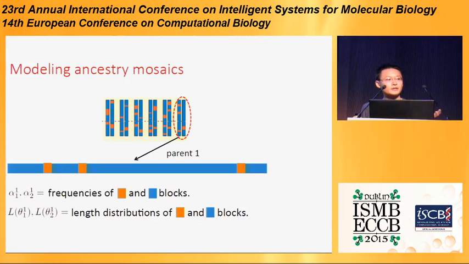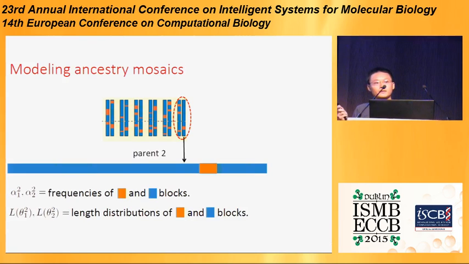There are basically two sets of statistics that are very crucial here that summarize this mosaic pattern. The first set of statistics corresponds to the frequencies of these different mosaic blocks, right? How often do they occur? The second set of statistics corresponds to the length distributions of these different ancestry blocks, corresponding to how long these blocks are, right? So the frequencies and the lengths basically capture very important information about the many generations of admixture. So these are the parameters that we're interested in learning.